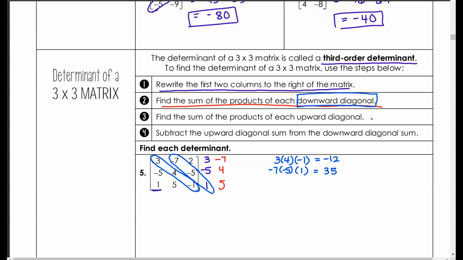My third diagonal is right here. So 2 times negative 5 times 5 is going to give me a negative 50. Now I'm going to add all these together. Negative 12 plus 35 minus 50 is going to give me a negative 27. So that was the downward diagonal.